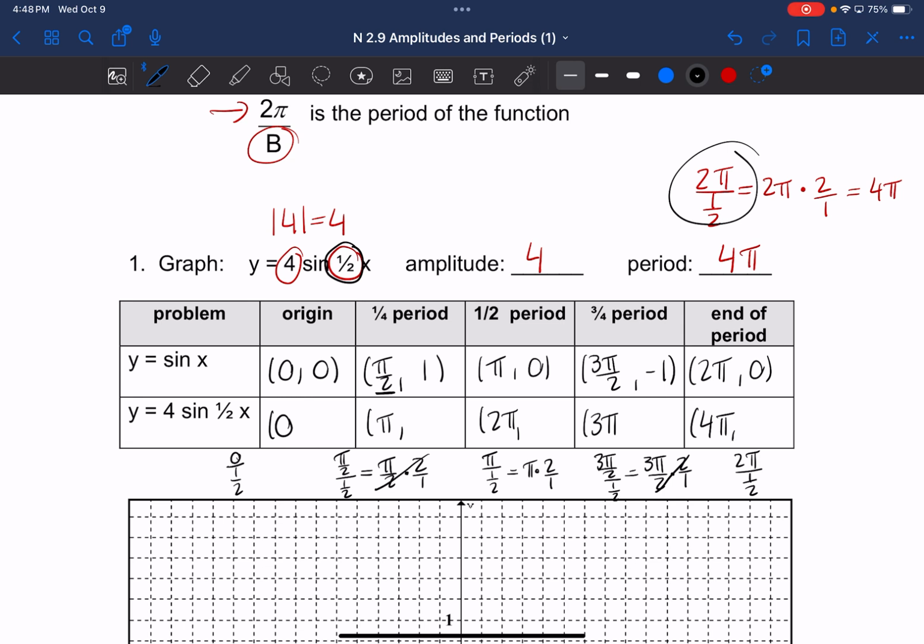For my y values, I'm supposed to multiply them all by 4. Well, 0 times 4 would still be 0. 1 times 4 is 4. Again, 0 times 4 would be 0. Here, negative 1 times 4 is negative 4, and 0 times 4 would be 0. So I need to go plot these new points to see if these things are true.